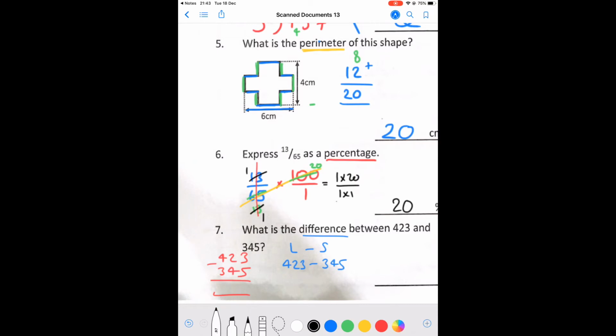3 take away 5, you can't do it. So we borrow, that becomes 13 take away 5, which is 8. Then we have 1 take away 4, we can't do it, so borrow from that. That becomes 3, and that becomes 11. 11 take away 4 is 7. That gives you 78 for the answer. So that is how we would do it.